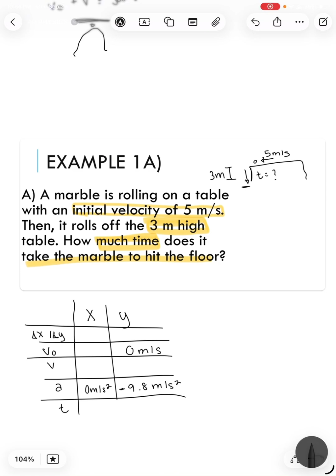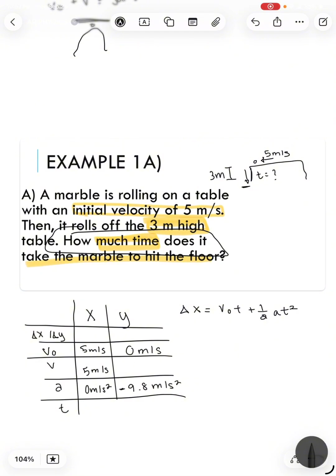And then we have the initial velocity for the x direction, which is also the same as the final velocity because it is rolling off at a constant velocity. All right, so we have most of our givens. We are looking for time. In this case, our best equation would be delta x equals v naught t plus 1/2 at squared.